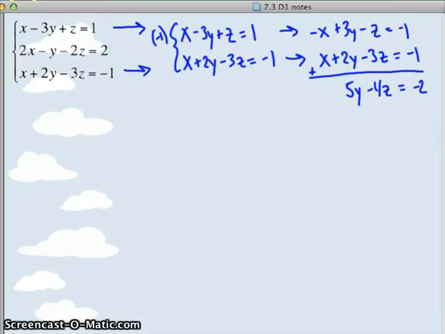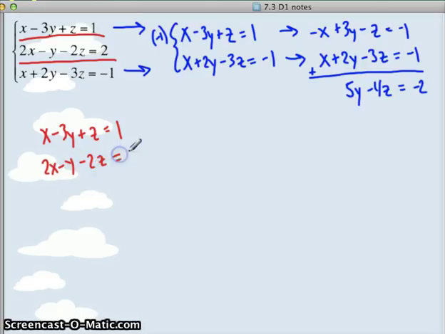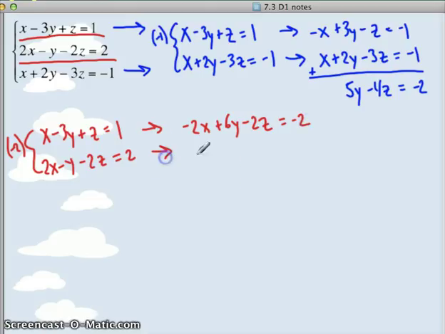Okay, so now I'm going to pick two other equations and I'm going to eliminate the x's again. So I think this time I'll pick those two equations and I have to eliminate the x's. So that means that I should multiply the top equation by a -2. So then I'll have -2x plus 6y minus 2z equals -2. And I'm going to leave this equation the same.